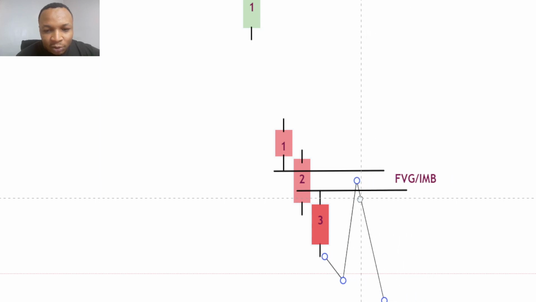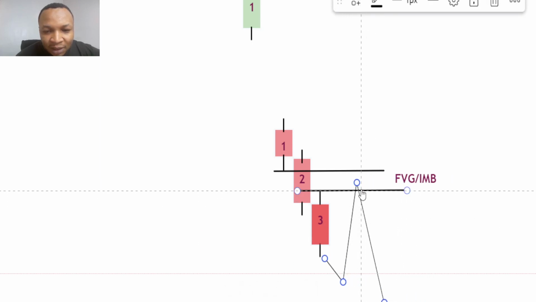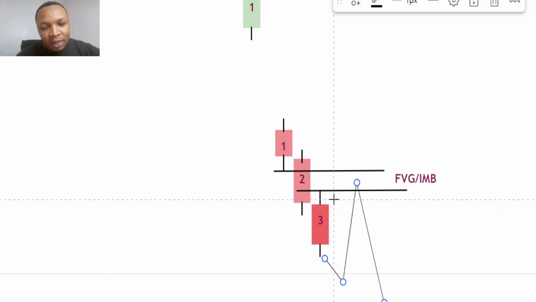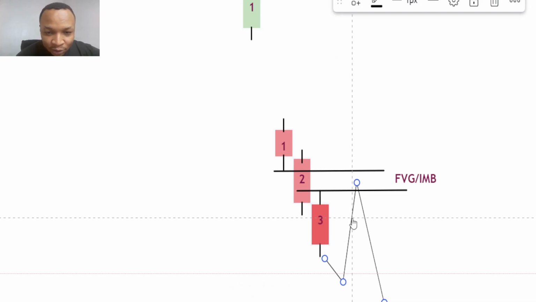And what do we expect? We expect that price is going to trade back into it to revisit it, maybe on the next candle or subsequent candles. After price has revisited it, we will continue selling downwards. This is the simplest explanation you're ever going to get for fair value gaps and imbalances.